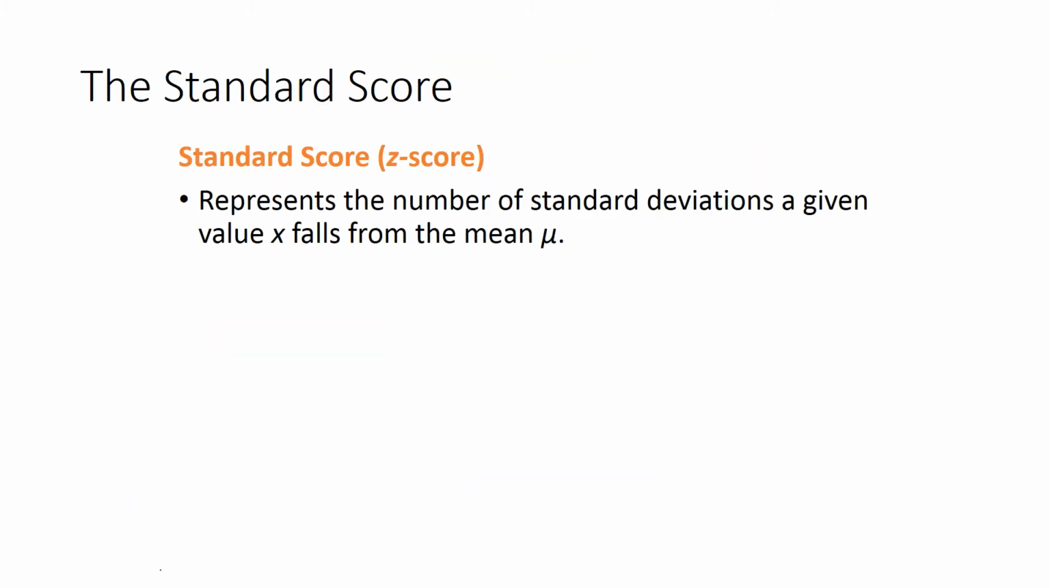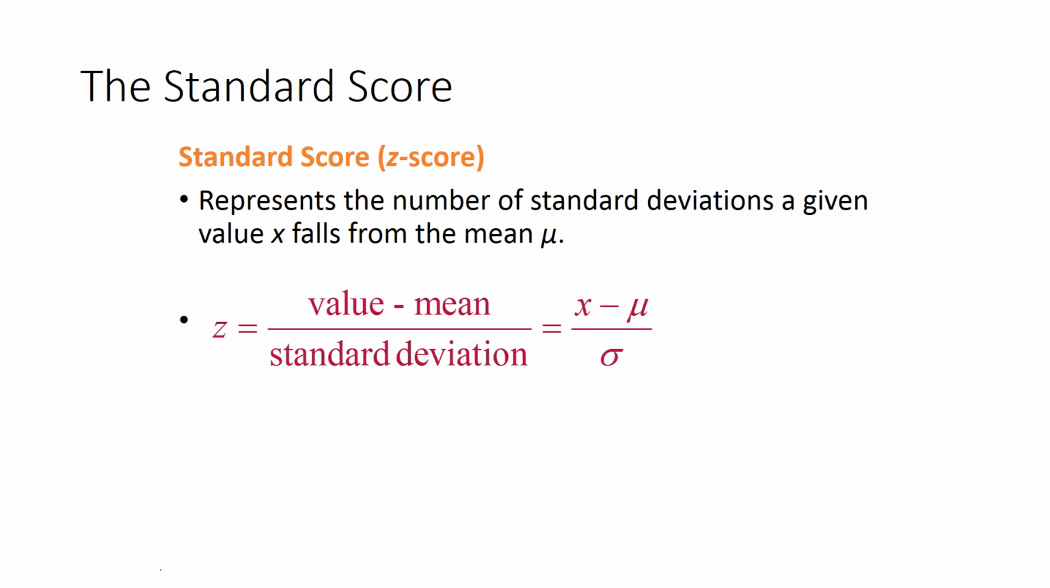The standard score, or z-score, represents the number of standard deviations a certain value is away from the mean. So it tells us how far away from our average or our middle it is. So we use this formula where we take our value, subtract out the mean, and divide by the standard deviation.